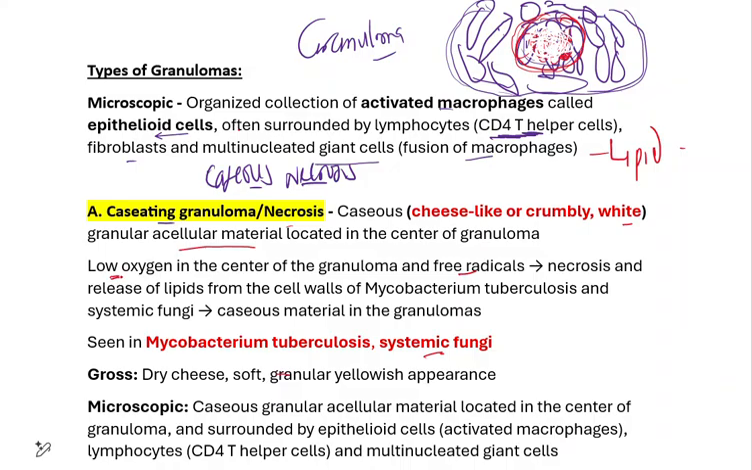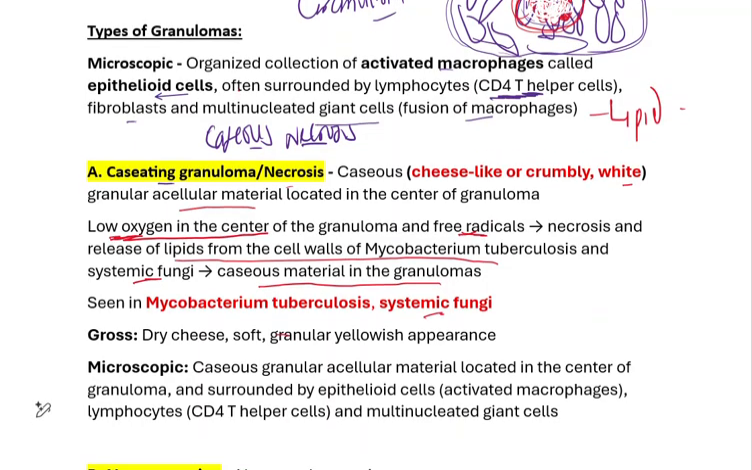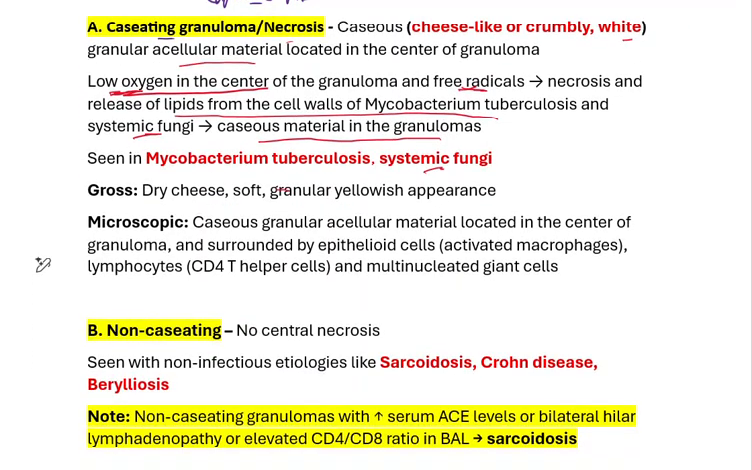Look at it: low oxygen in the center of the granuloma and the free radicals lead to necrosis and release of lipid from the cell walls of Mycobacterium tuberculosis and systemic fungi. And that leads to caseous material in the granuloma. So classically, Mycobacterium tuberculosis and systemic fungi normally cause caseous granuloma or caseous necrosis.